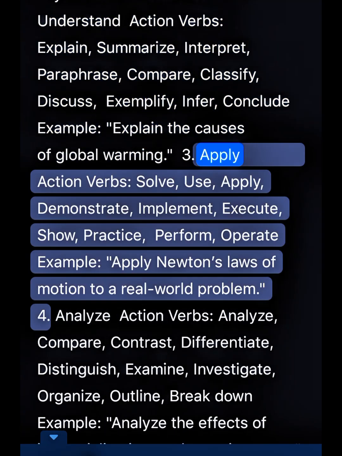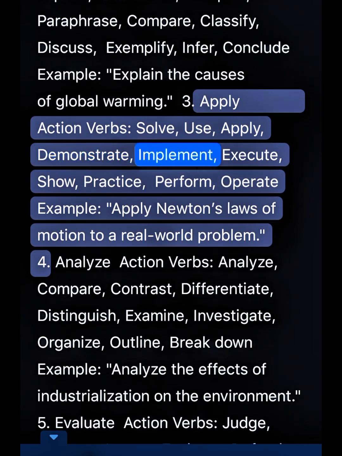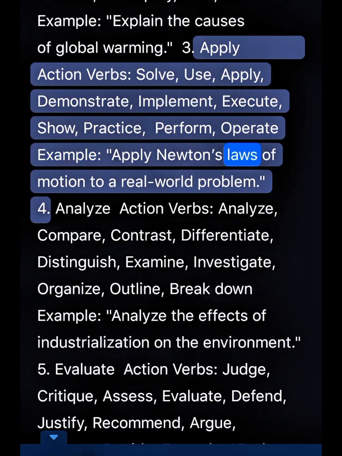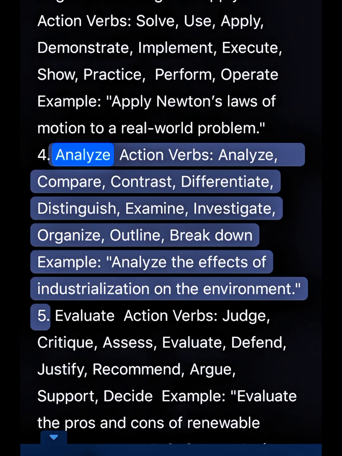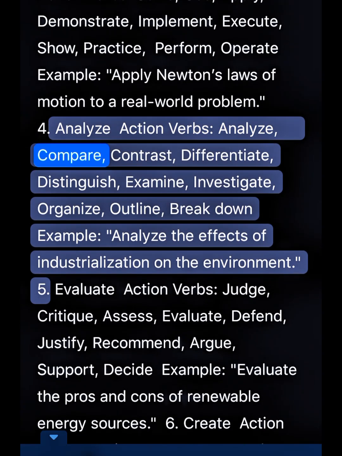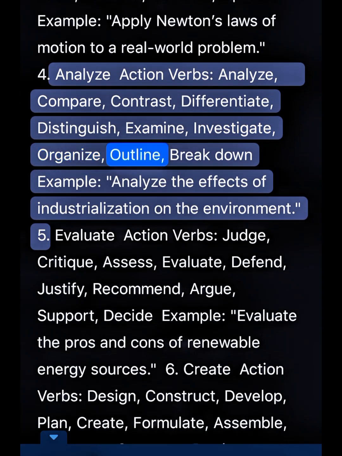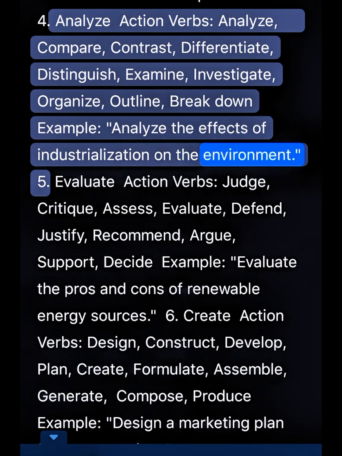3. Apply. Action verbs: solve, use, apply, demonstrate, implement, execute, show, practice, perform, operate. Example: apply Newton's laws of motion to a real-world problem. 4. Analyze. Action verbs: analyze, compare, contrast, differentiate, distinguish, examine, investigate, organize, outline, break down. Example: analyze the effects of industrialization on the environment.